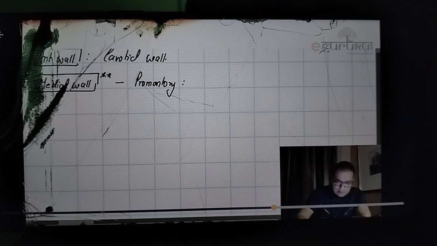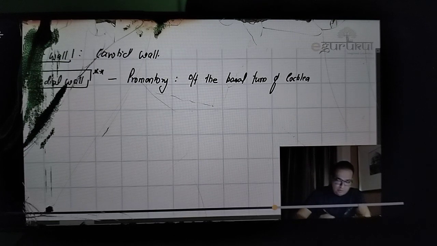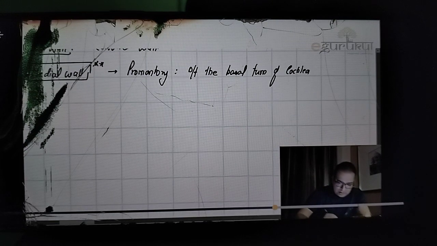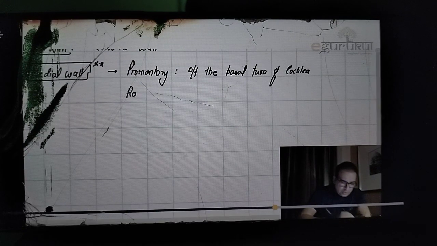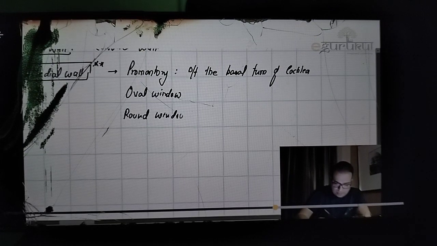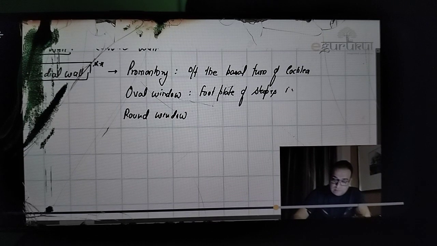The reason for the promontory is the basal turn of the cochlea, the first turn of the cochlea. The basal turn of the cochlea forms the promontory. That's one thing. Another thing, on the medial wall we saw that there is a round window and an oval window. Now, the oval window was the place where the footplate of the stapes is attached.